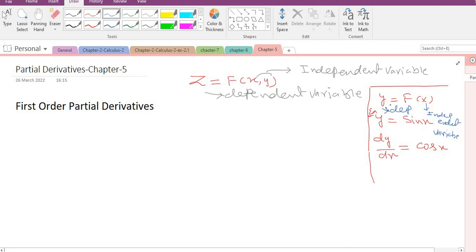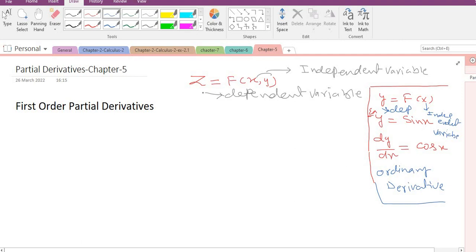When a mathematical relation is given as a function y is equal to f of x, that means one dependent and one independent variable, and if you find the derivative dy dx is equal to cosine x, it is called an ordinary derivative. If you write it once, that is dy dx, it is called the first order derivative. If you differentiate again, it is called second order. So we will discuss the first order partial derivative.